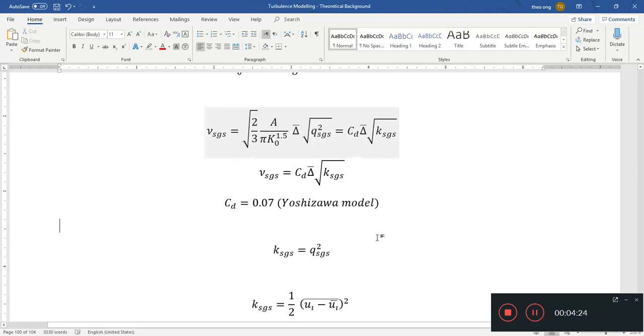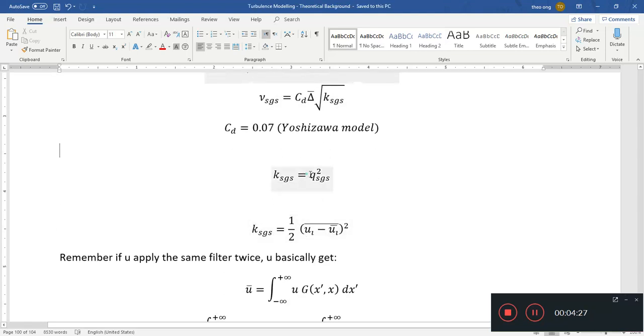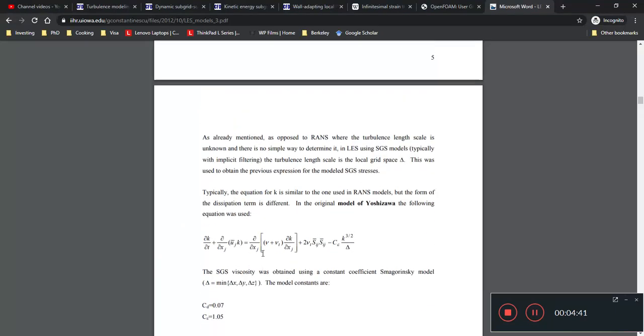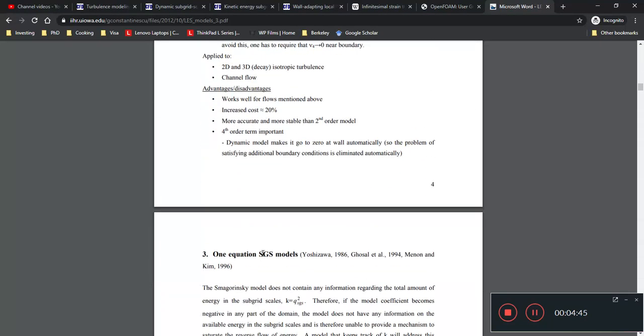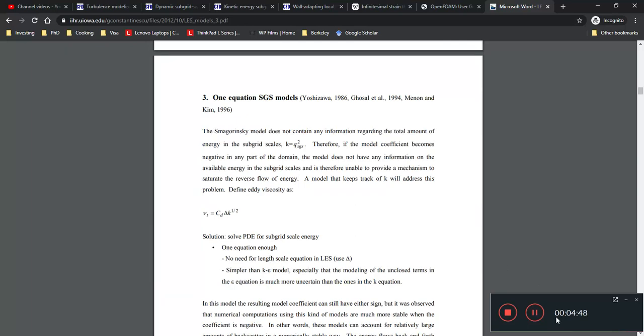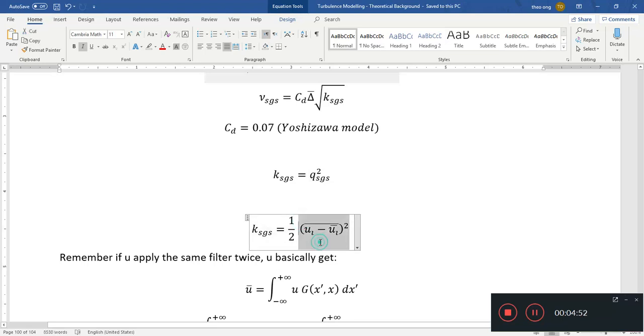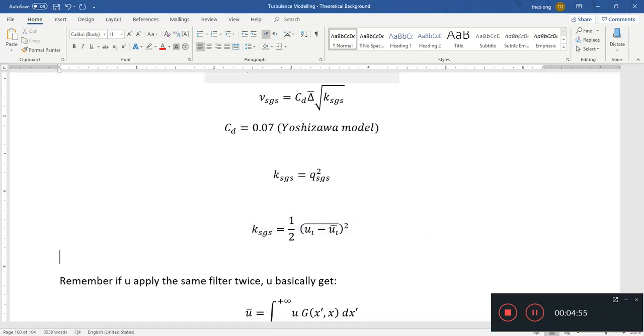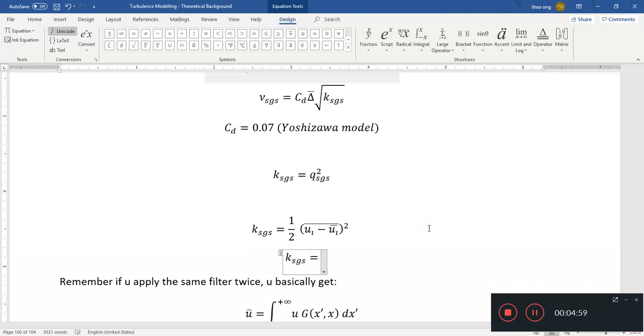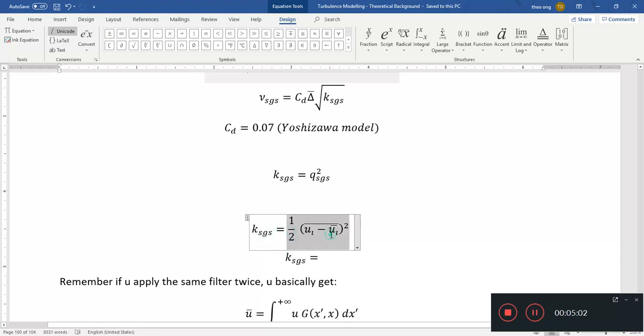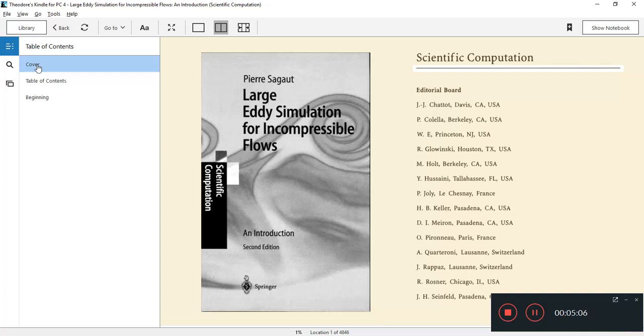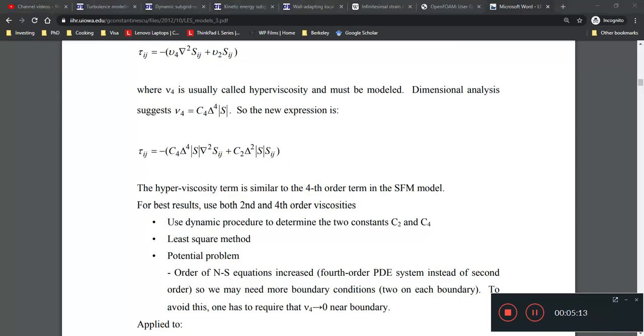What is this turbulent kinetic energy, or subgrid scale kinetic energy? Sometimes they write it as q squared SGS, which is why you will often see it in literature. So KSGS equals q squared SGS. Let's get that out of the way first. How will this K be defined? Depending on the literature, you might see different ways that you will write KSGS. For example, in one of the large eddy simulation textbooks, called Large Eddy Simulation for Incompressible Flows, you find this equation for KSGS over here.